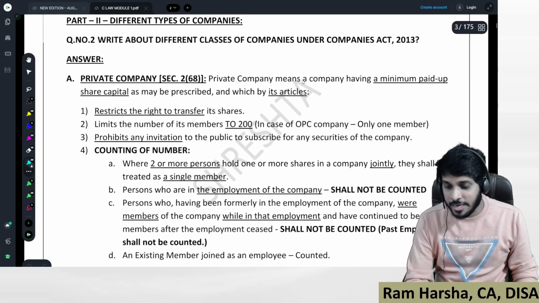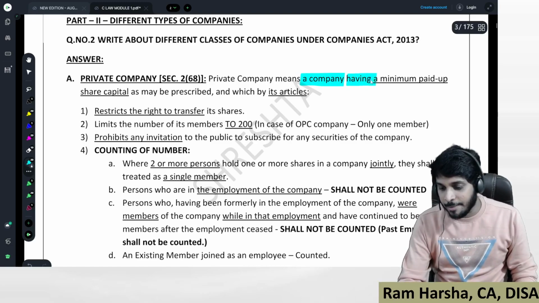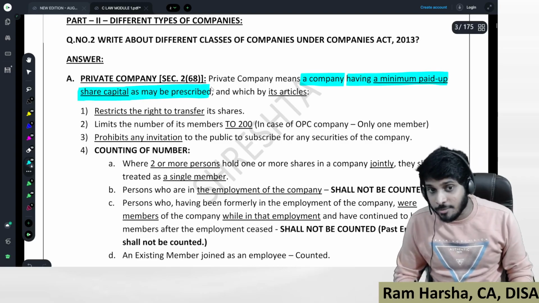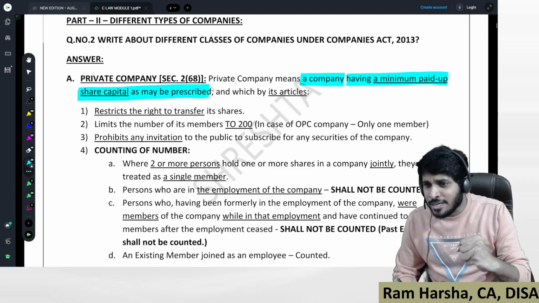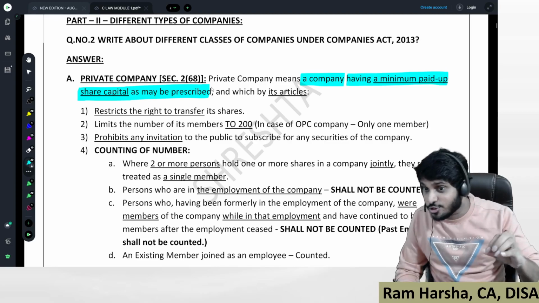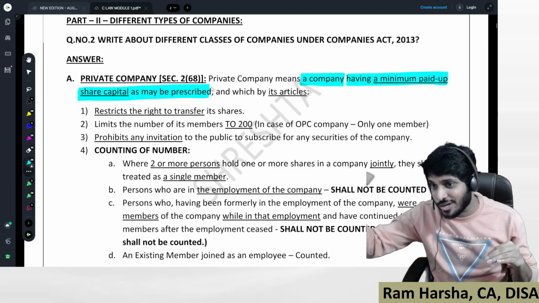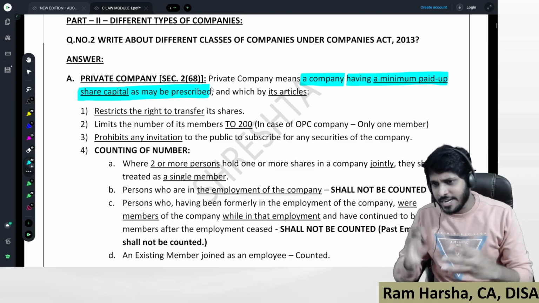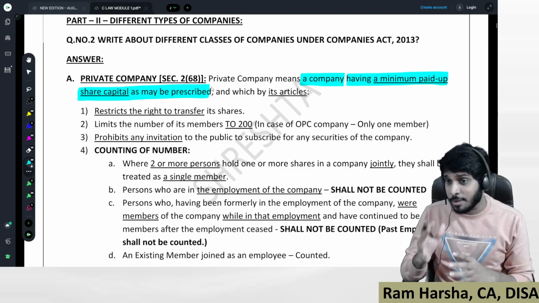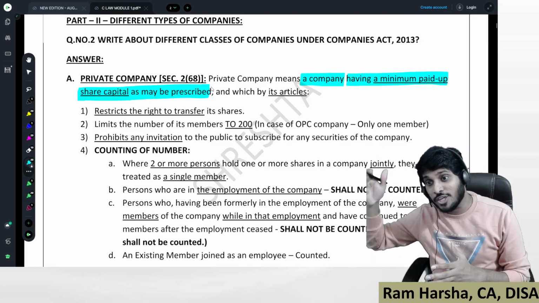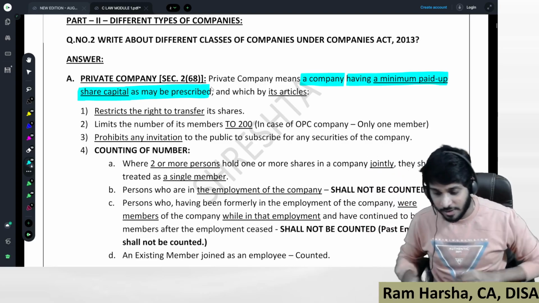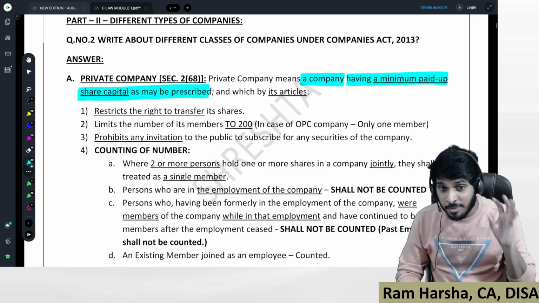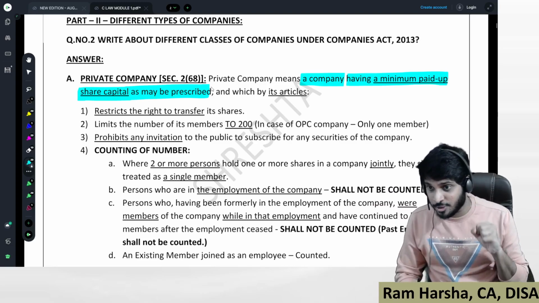A private company means a company having a minimum paid up capital as may be prescribed. Sir, what is paid up capital? I will discuss later. I think most of you, whoever is coming from CA Foundation or direct entry, already know what is paid up capital. But anyhow, I'll come to the discussion about paid up capital in the chapter called share capital. There once again I'll explain. Fine. So a private company means a company having minimum paid up capital as may be prescribed.